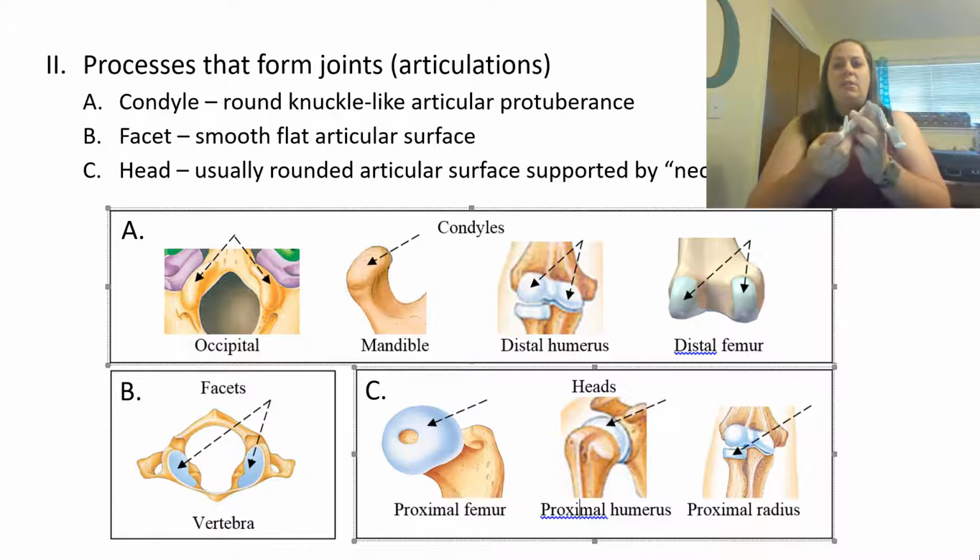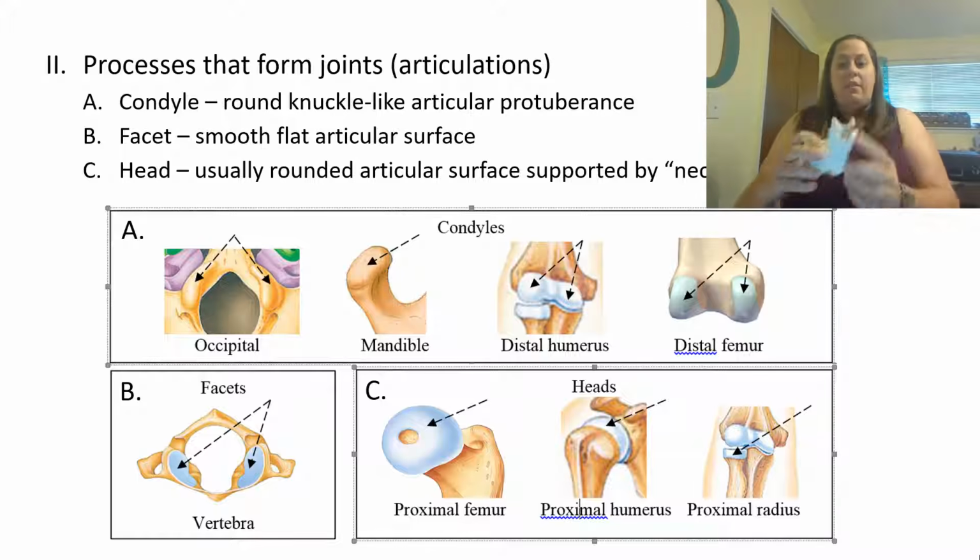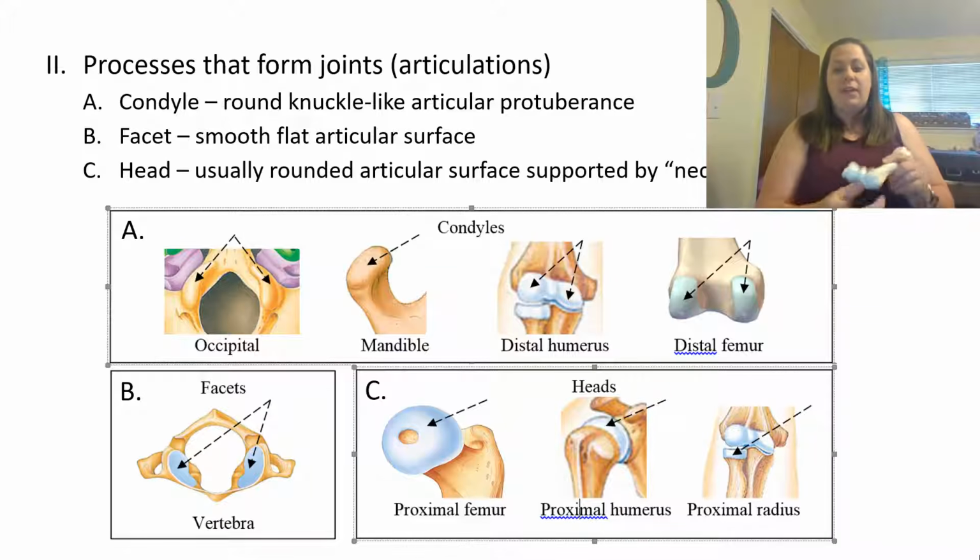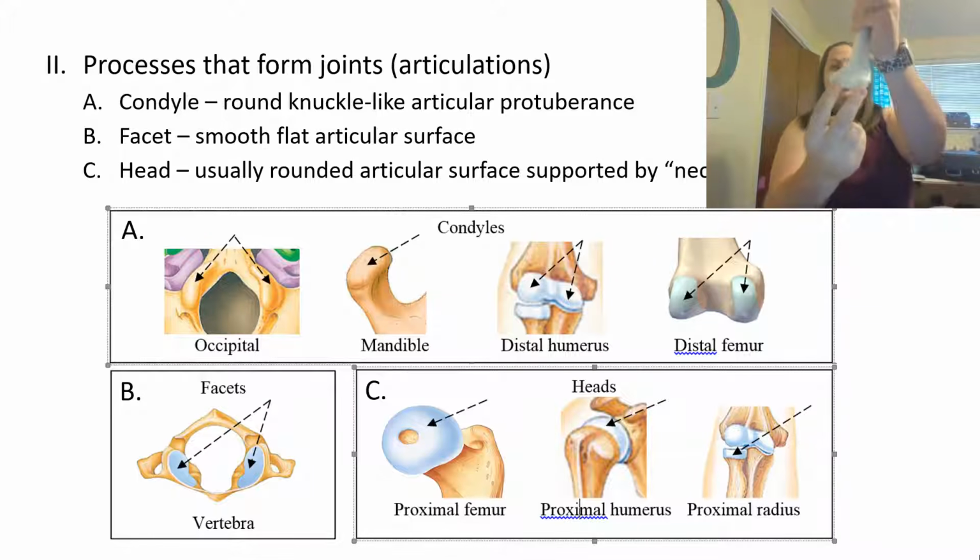Also on the mandible, you'll notice it looks like a knuckle right here. This is going to be the mandibular condyle. Also looking at the humerus, if we look at the end right here, these are going to be condyles.